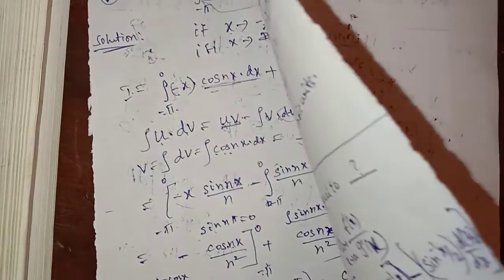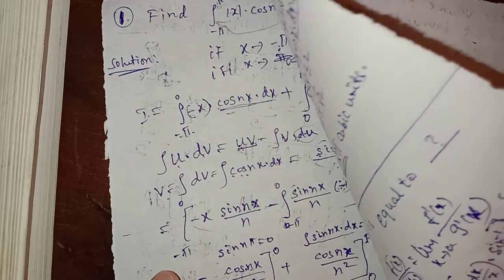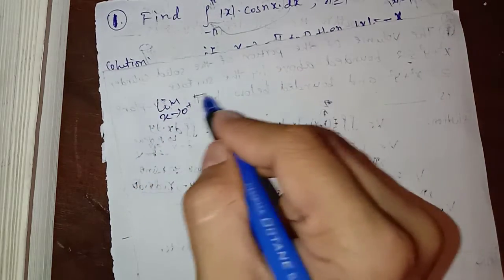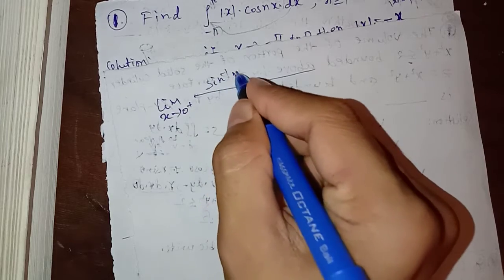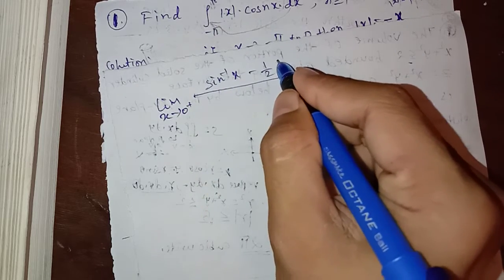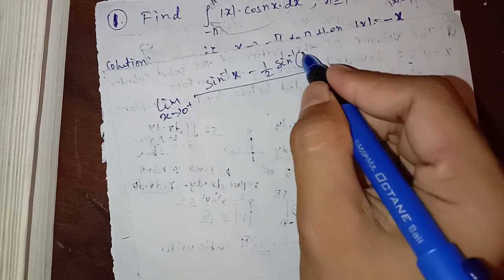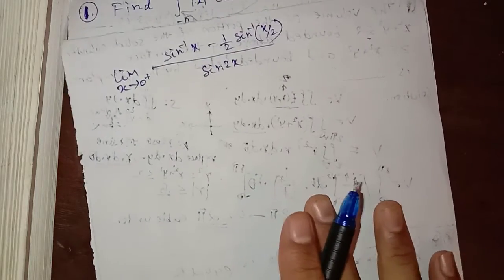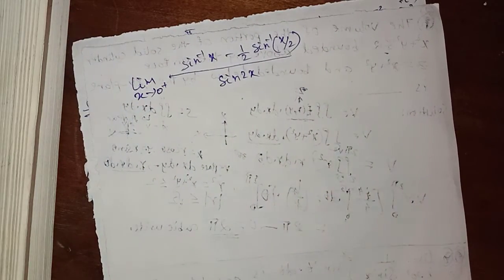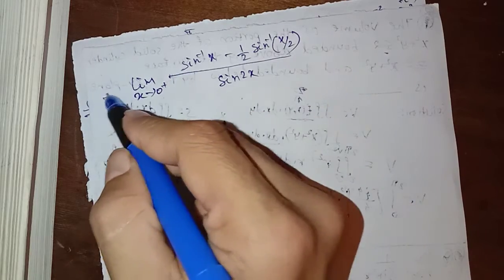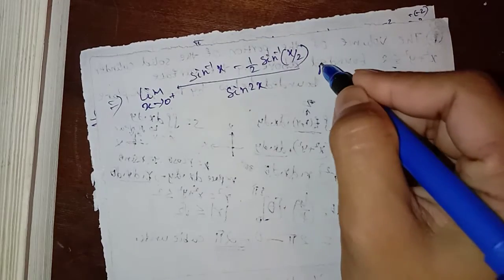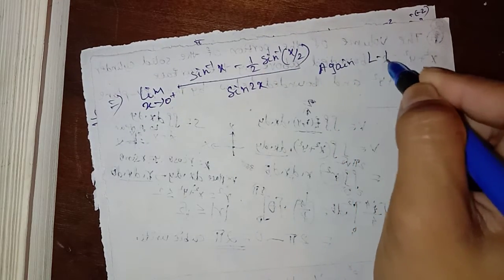Now limit x tends to 0, sine inverse of x minus half sine inverse of x by 2 divided by sine 2x. Now we have to differentiate this one again. Why? Because again we get indeterminate form. Again we have to apply L'Hospital rule.